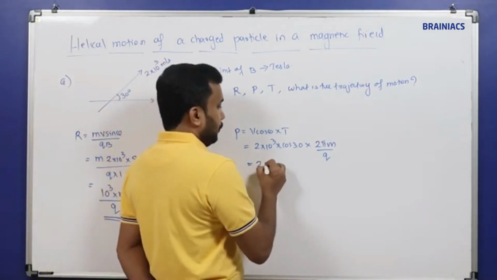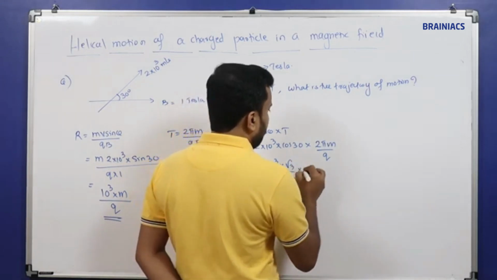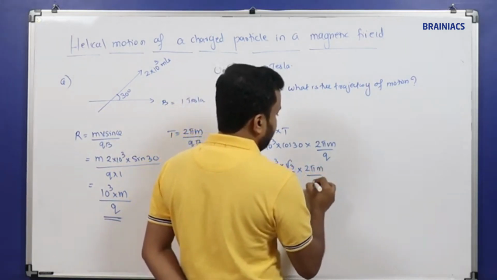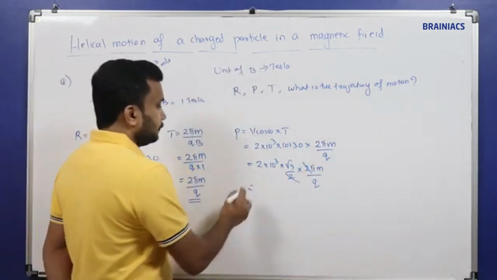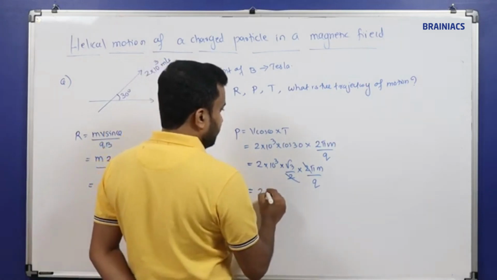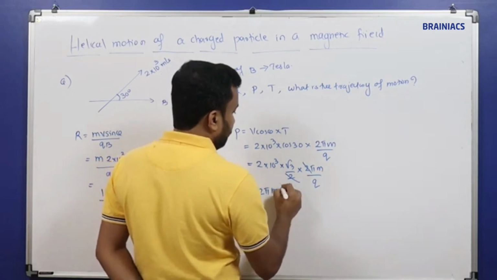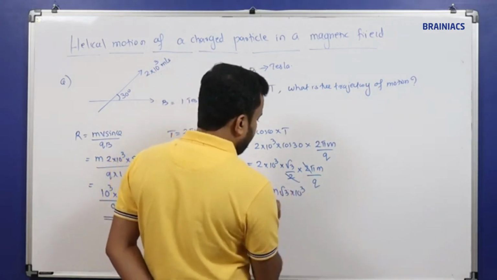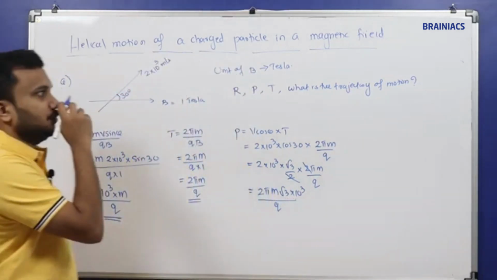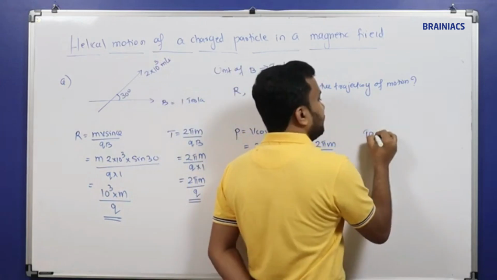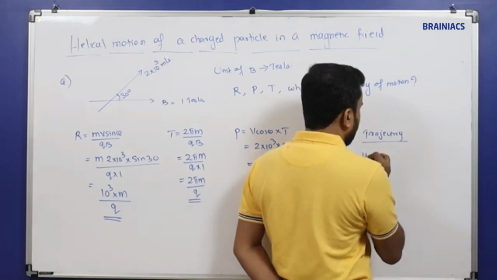Then 2 into 10 power 3 cos 30 means root 3 by 2, and 2 pi m divided by q. 2 and 2 will cancel. So we will see, 2 pi m root 3 into 10 power 3 whole divided by q. This is the pitch. And the last one, what is the trajectory? Trajectory of the motion is what type of motion? The trajectory is helical motion.